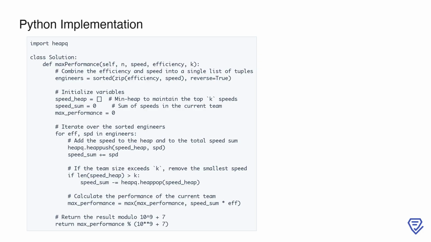This implementation effectively balances the team to maximize performance by prioritizing higher efficiency engineers while maintaining the top k speeds. The use of a heap ensures that the solution is efficient, with a time complexity of O(n log k). This is suitable for the problem's constraints, where n can be as large as 10 to the power of 5.